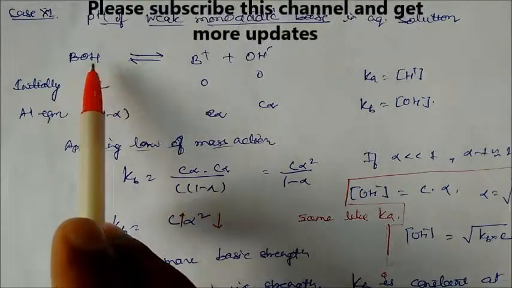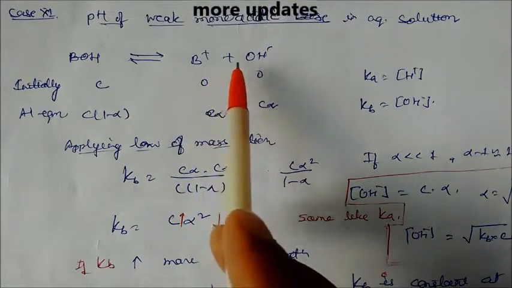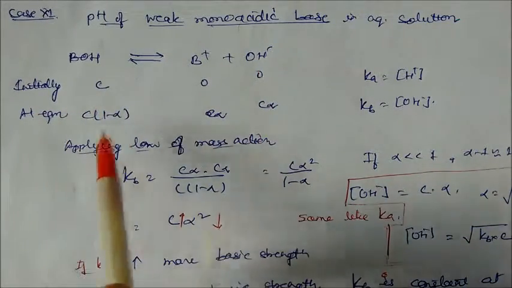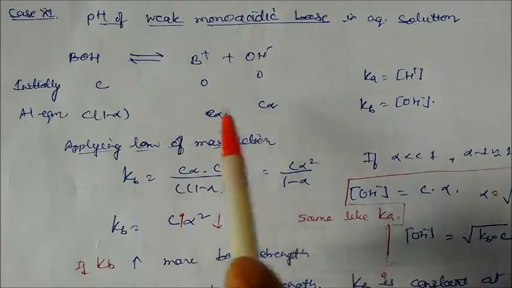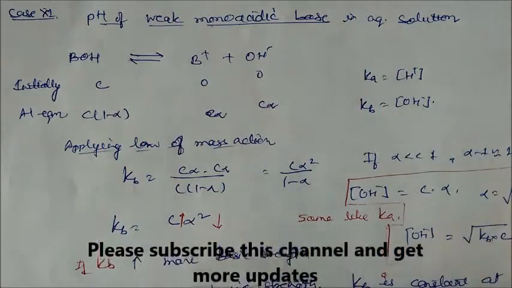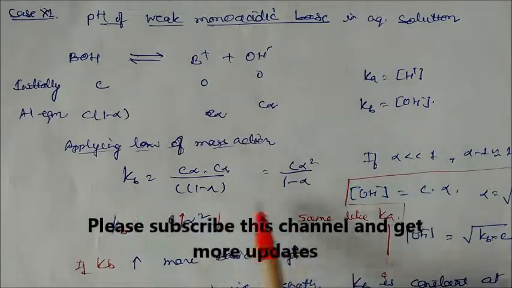This is the weak base. It is dissociated into B plus and OH minus. Initially the concentration will be C, and this will be 0, 0. At equilibrium this will be C alpha, C alpha, and this is C into 1 minus alpha. So Kb for this case will be in terms of OH. Applying the law of mass action, Kb equals this much value.